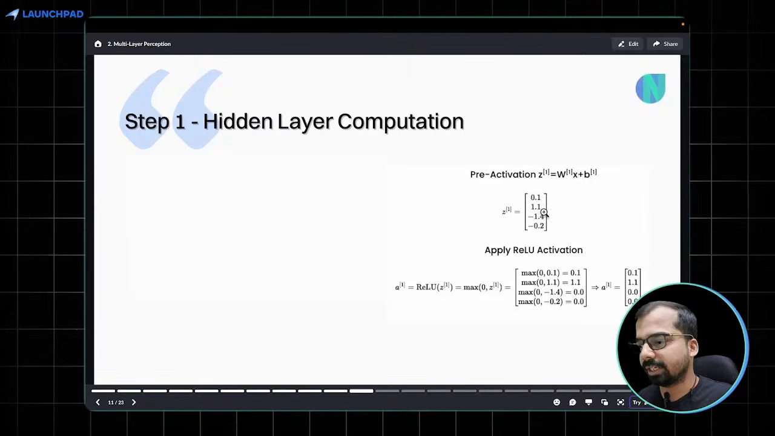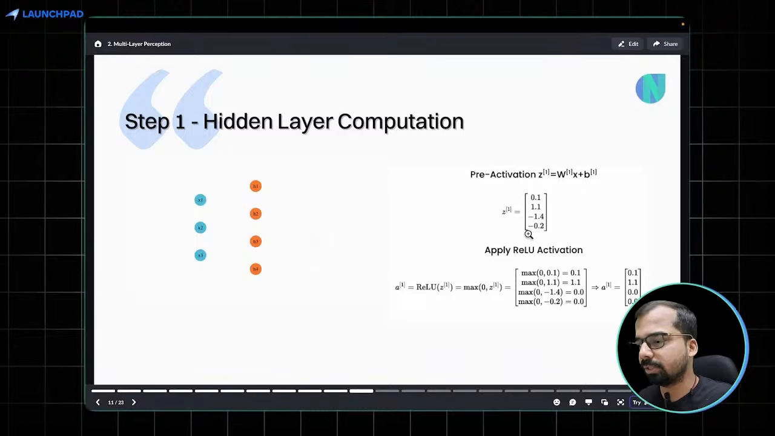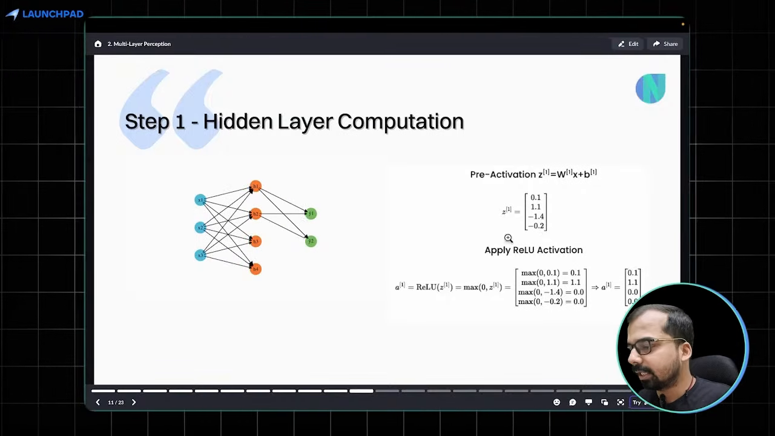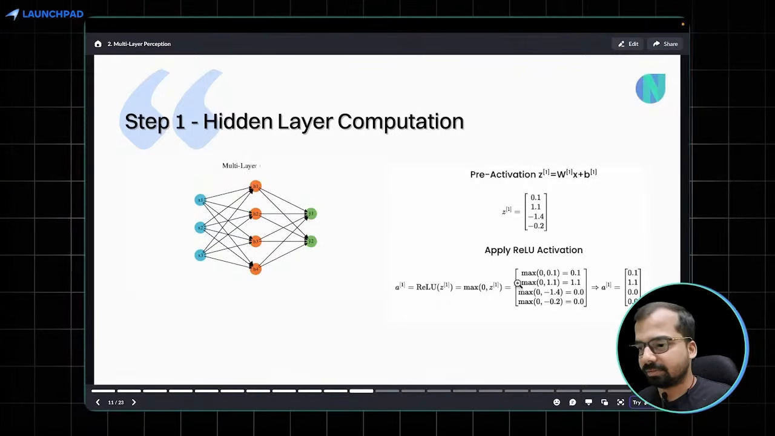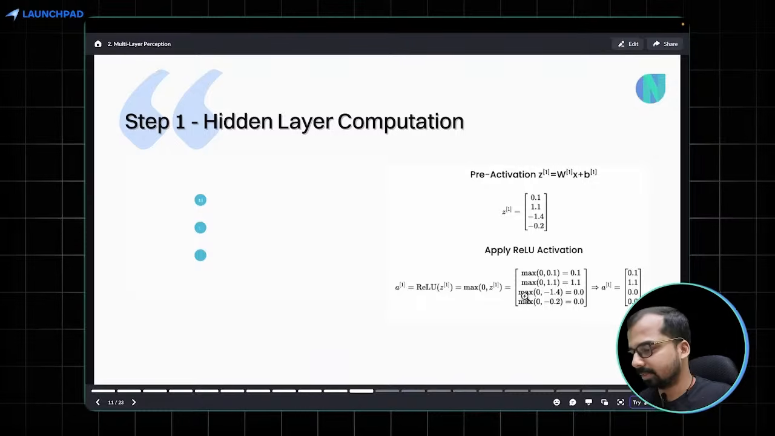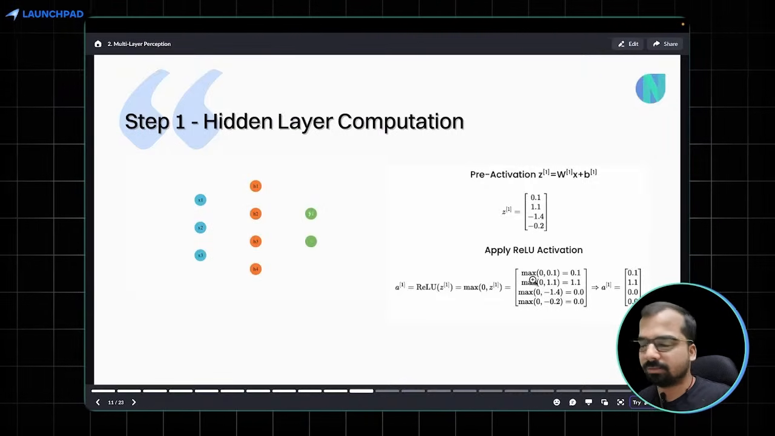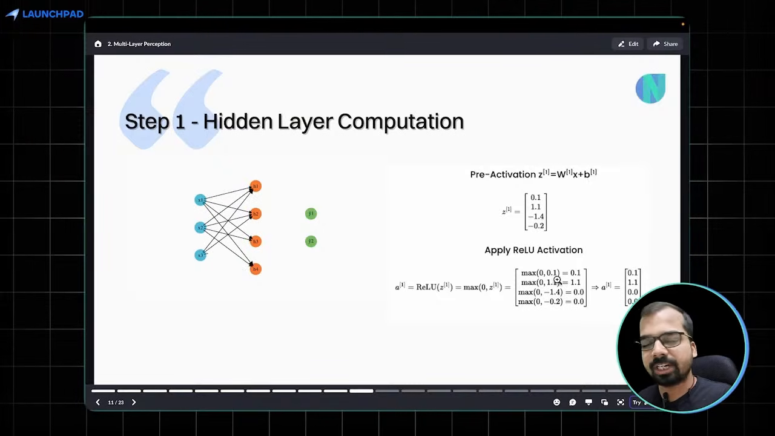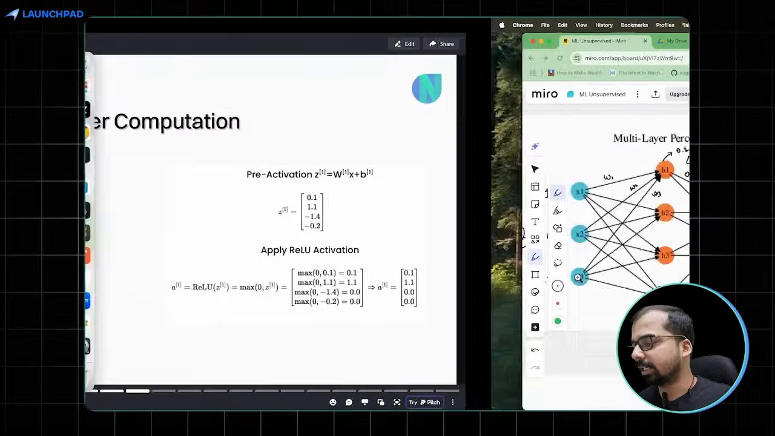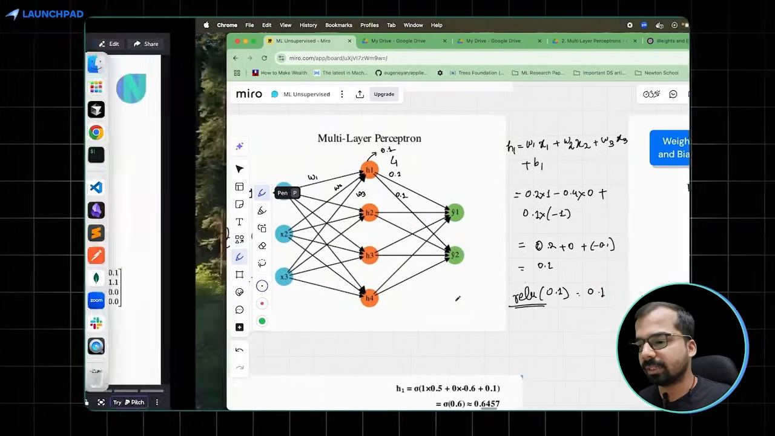You can calculate for H2 also. It will be 1.1. For H3 minus 1.4, and for H4 it is 0.2, right? Then we will apply activation function before passing these values to the next layer. So the activation function of ReLU is applied. You can call ReLU as max of 0 and whatever the input is, right? So here you remember our output from H1 was actually 0.1 because it was greater than 0.